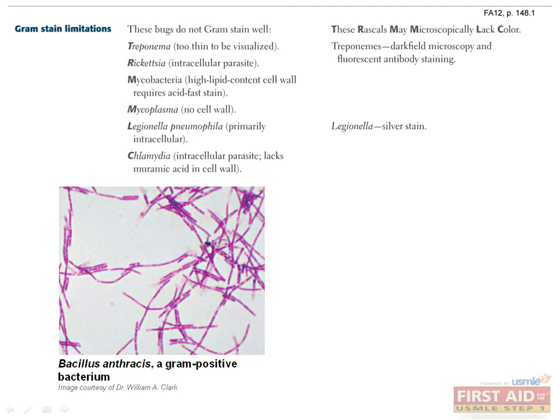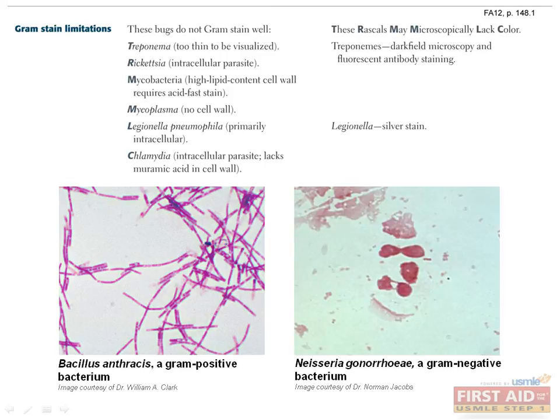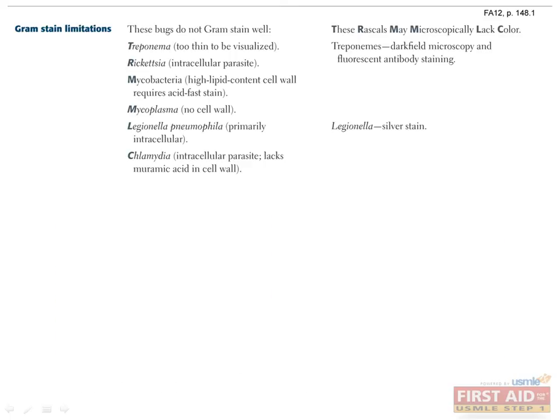Decolorizer washes away unbound CV iodine complexes from gram-negative organisms that have thin peptidoglycan cell walls and could not effectively trap CV iodine complexes. Therefore, gram-negative bacteria lose their purple color. Finally, application of a counterstain, safranin, stains gram-negative bacteria pink. The organisms listed here are those that cannot be identified via gram stain, but can be differentiated using other techniques.